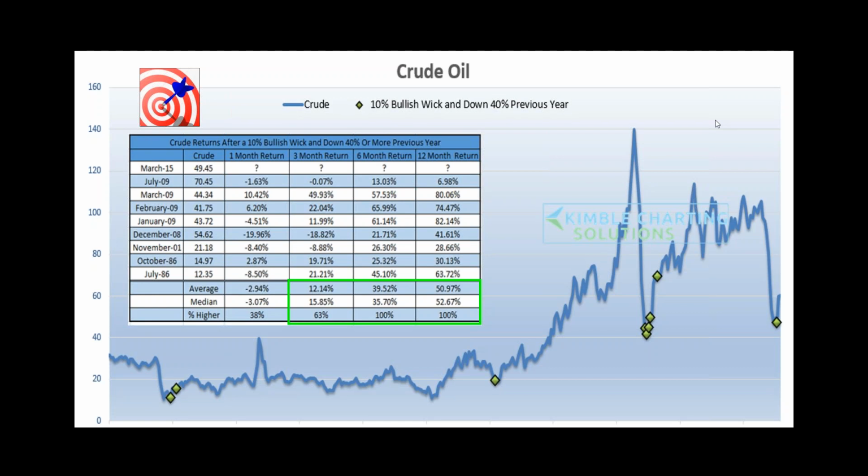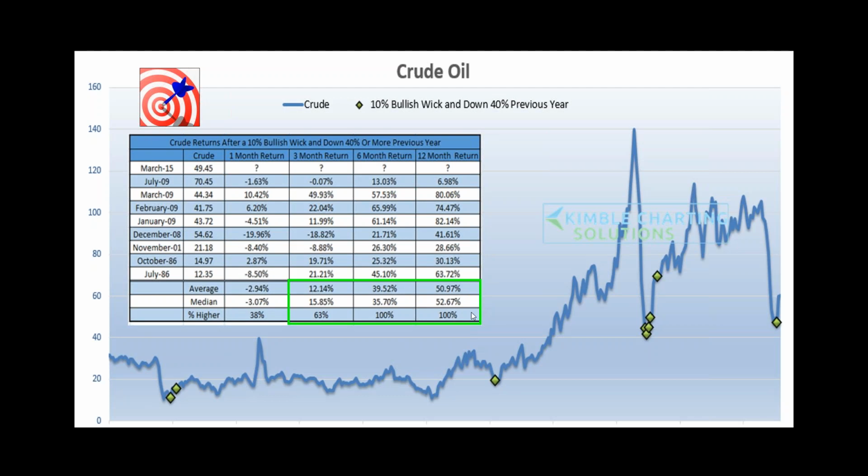And it sure did. When you look at the returns there, three months later, up 12% on average, but higher 63% of the time. We said that's pretty good. But here's where we got excited about things. Six months later, you're talking a 40% gain, every single time it's been higher six months later. A year later, a 50% rally, 100% of the time it's higher. 100% of the time, 12 months later, after you see one of these bullish wicks that we just saw in March.